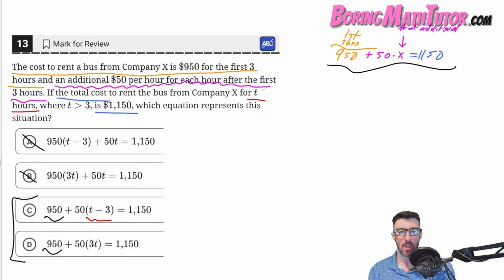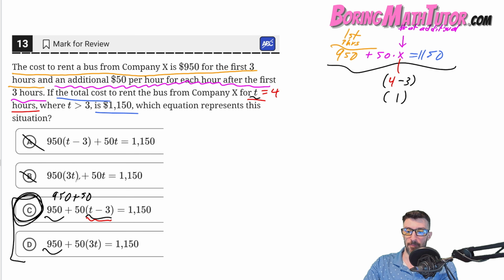Think about an example. Imagine if T was equal to 4, then how many additional hours would there be? Well, it would only be 4 minus 3. It wouldn't actually be 4 additional hours. It would only be 1 additional hour. So you wouldn't want to leave it as $9.50 plus 50 times T. It's actually T minus 3 if T is supposed to be all the hours. So there we go. We are using C.